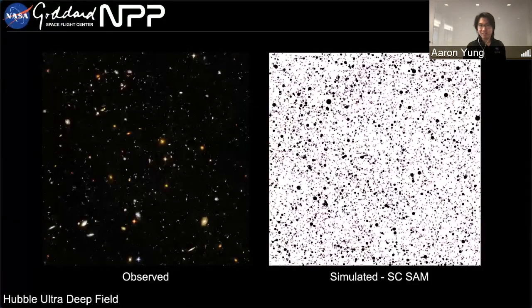So in this image here, I'm going to show you just that. On the left is the observed Hubble Ultra Deep Field, and on the right is a similar field of the same size, but made with the simulated light cone. I could have tweaked the color to make them look even more similar, but I didn't do that. But you can get a sense of how similar these fields can be.